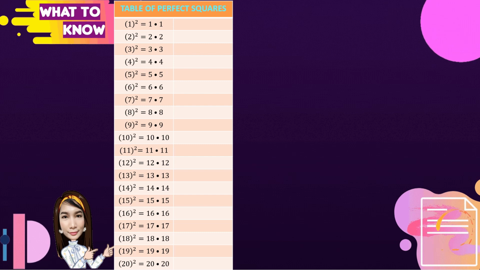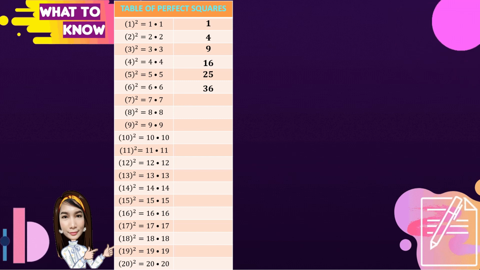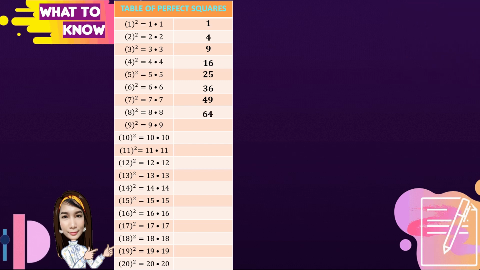Given 1 squared equals 1 times 1, we have 1. 2 squared equals 2 times 2, we have 4. 3 squared equals 3 times 3, we have 9. 4 squared equals 4 times 4, we have 16. 5 squared equals 5 times 5, we have 25. 6 squared equals 6 times 6, we have 36. 7 squared equals 7 times 7, we have 49. 8 squared equals 8 times 8, we have 64. 9 squared equals 9 times 9, we have 81. 10 squared equals 10 times 10, we have 100.